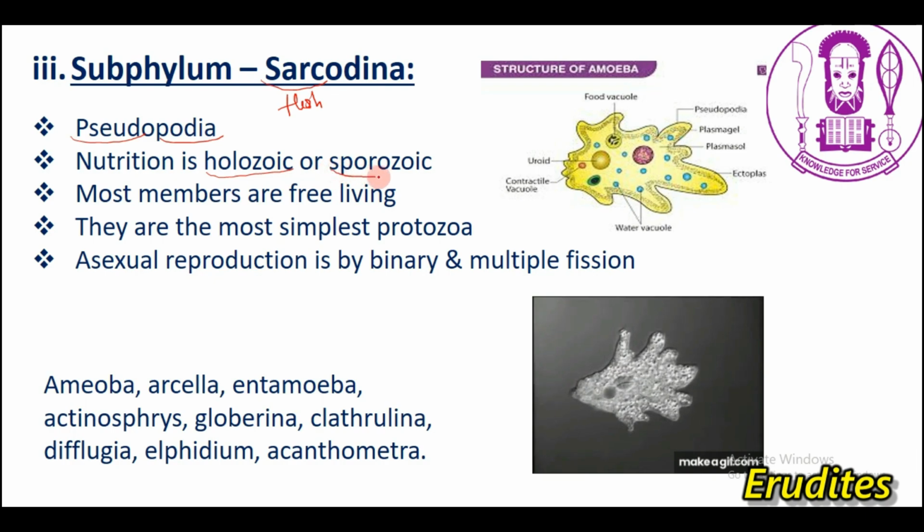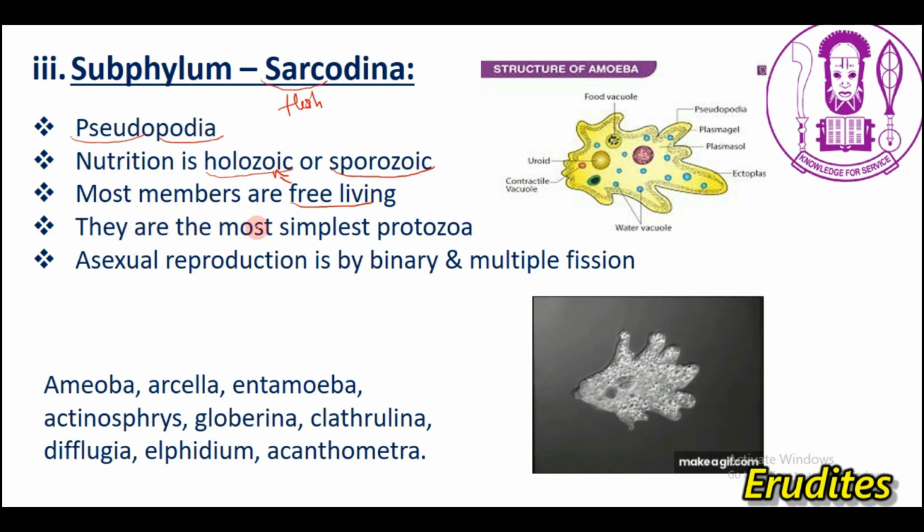Or the nutrition can be sporozoic, and what that means is that the nutrition in them can be parasitic. Most members are free living. So most examples of protozoa in this subphylum are free living. The free living ones are holozoic in nutrition. They exhibit the holozoic mode of nutrition, while the other ones, which are not free living, basically which are parasitic, exhibit the parasitic mode of nutrition or the sporozoic mode of nutrition.